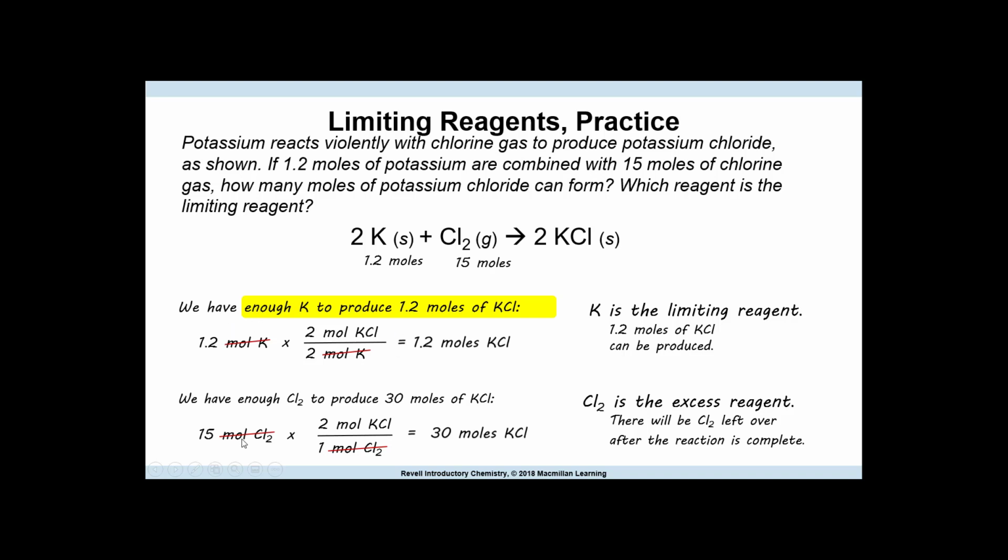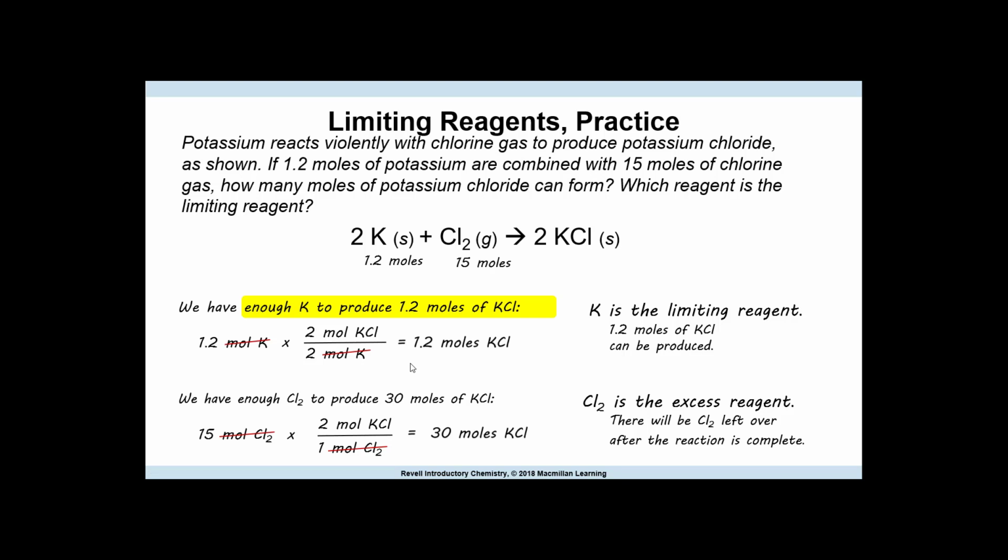Now with the other one, we have 15 moles of chlorine, and based on the balanced equation, this is enough to produce 30 moles. We set it up with the 1 mole over the ratio of the 2 moles. That gives us 30 moles. Now, we have to look at the numbers. The numbers are like sandwiches. This makes 1.2 sandwiches. This makes 30 sandwiches. We will always have to pick the smaller number. The smaller number is the one that controls the reaction.